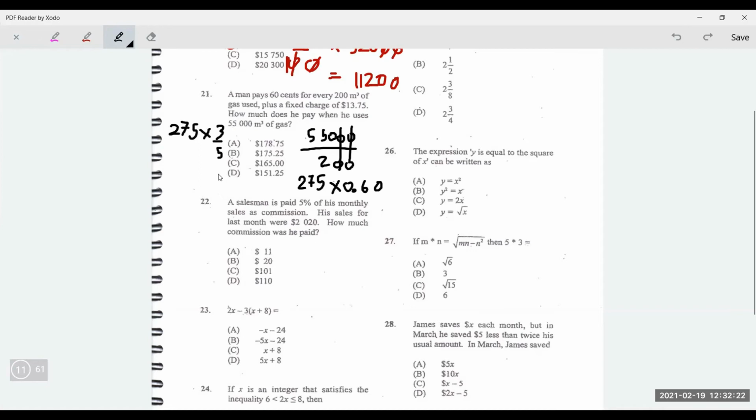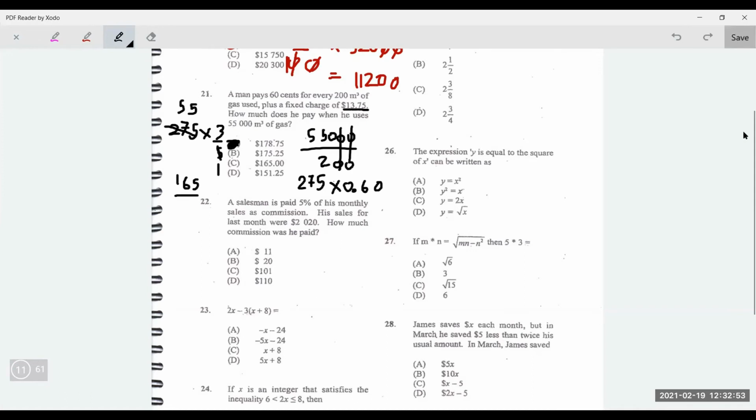5 into itself goes 1. 5 into 275: 5 into 27 goes 5 times. 5 into 25 goes 5 times. 55 times 3 is 165. So this is what he pays, but guess what? He also pays a fixed charge of 13.75. So you need to add them, and you're going to get $178.75.